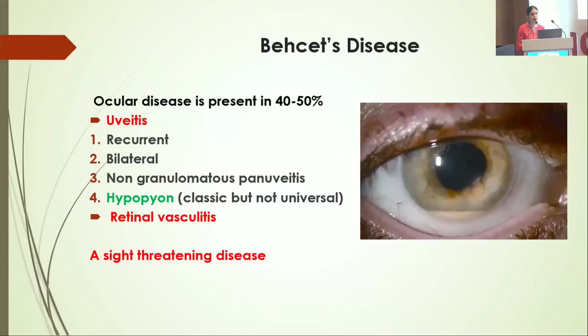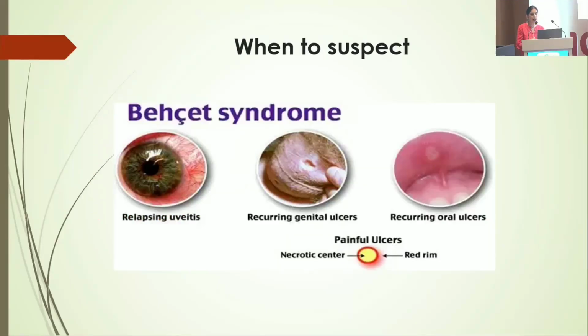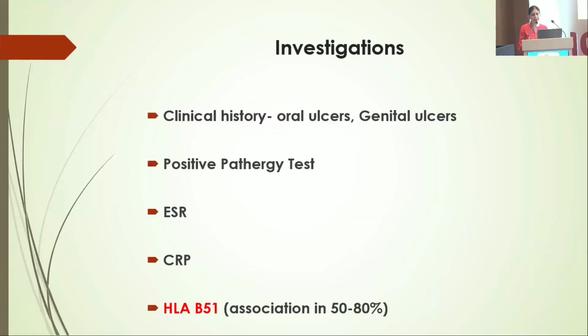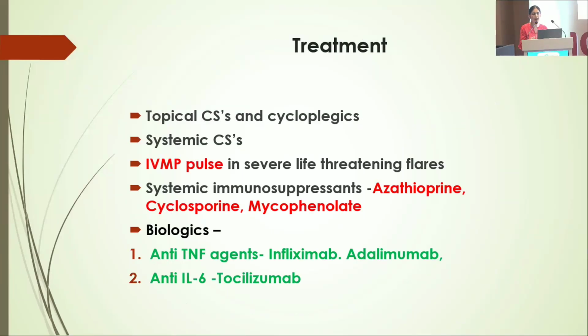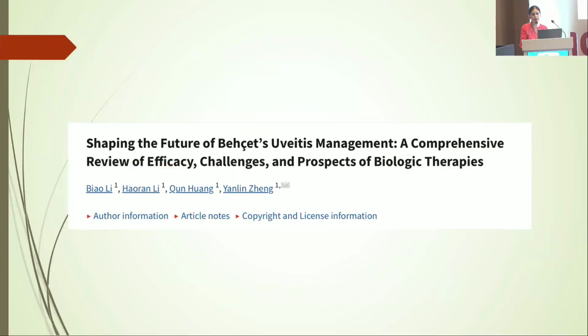If we talk of Behçet's, ocular disease is present in 40 to 50% of cases with uveitis, recurrent, bilateral, non-granulomatous and development of hypopyon. It's a sight-threatening disease. Suspect Behçet's when you have recurrent oral ulcers and recurrent genital ulcers. Apart from the routine tests, kindly order HLA-B51, which is associated in 50 to 80% of cases. Treatment here is corticosteroid, where methylprednisolone pulse is given in severe life-threatening flares. Systemic immunosuppressants with azathioprine, cyclosporin and mycophenolate, and definitely there is a role of biologic therapy here.